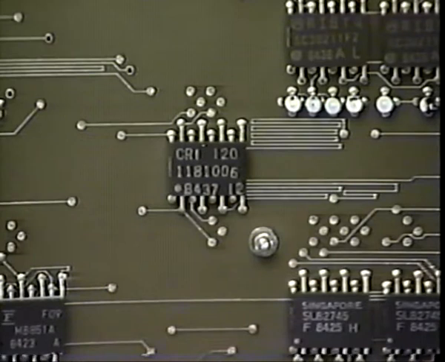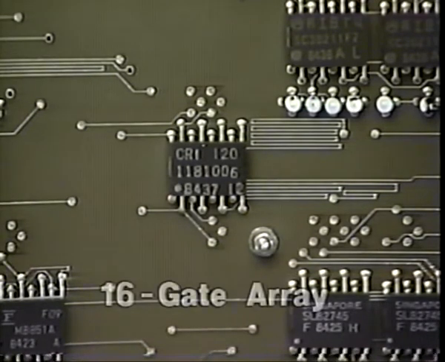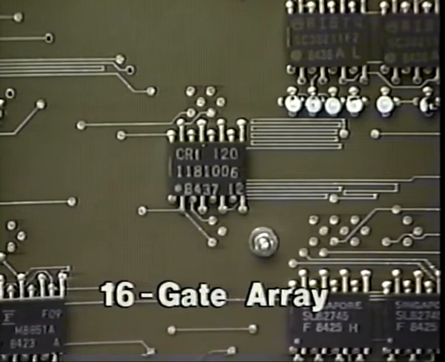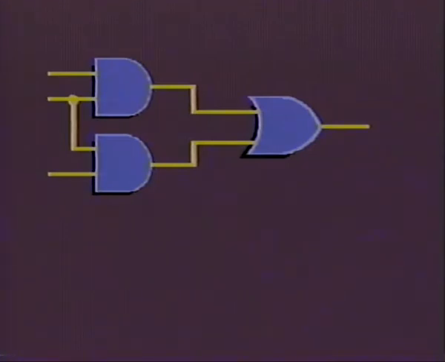The Cray XMP computer system uses 16 gate array logic chips. Each circuit within the gate array performs a logical function which corresponds to a Boolean equation. There are 24 different types of 16 gate array chips used in the XMP. The circuits in the chip consist of AND and OR gates. In this diagram, we see two AND gates connected to one OR gate.